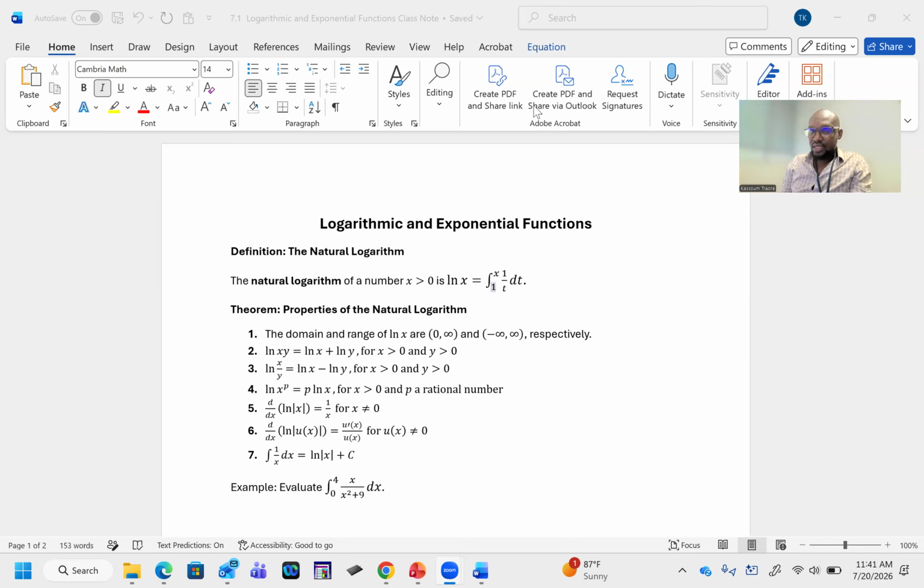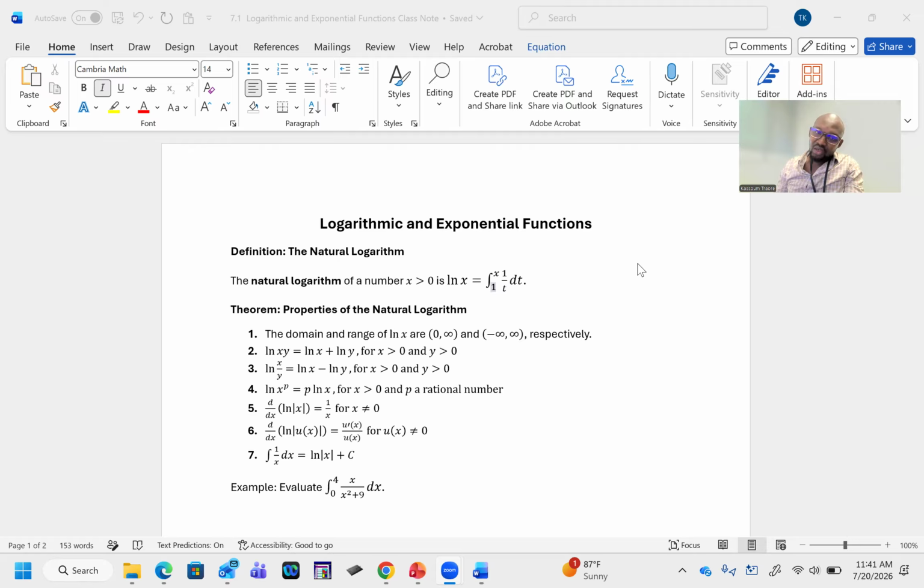So in this section, we will talk about logarithm and exponential function, derivative and integral. Definition, the natural logarithm. The natural logarithm of a number x positive is ln x is equal to the integral from 1 to x of 1 divided by t dt. So this is the definition of natural logarithm. And we have some properties of natural logarithm that you have learned in college algebra. This is to remember those, okay?